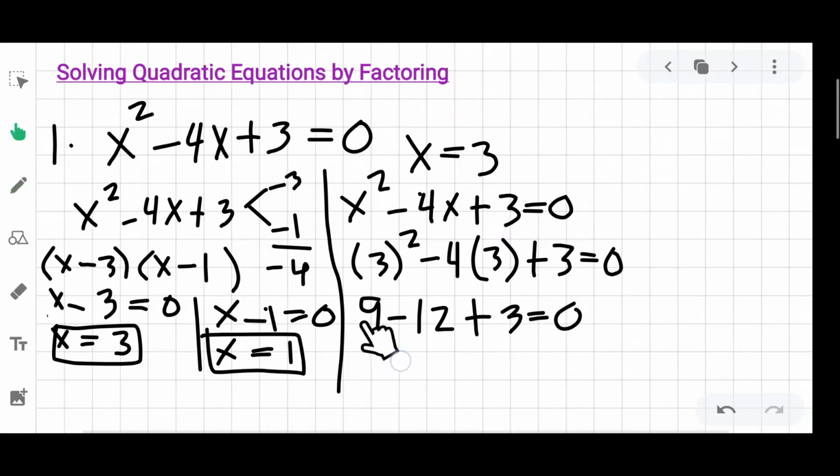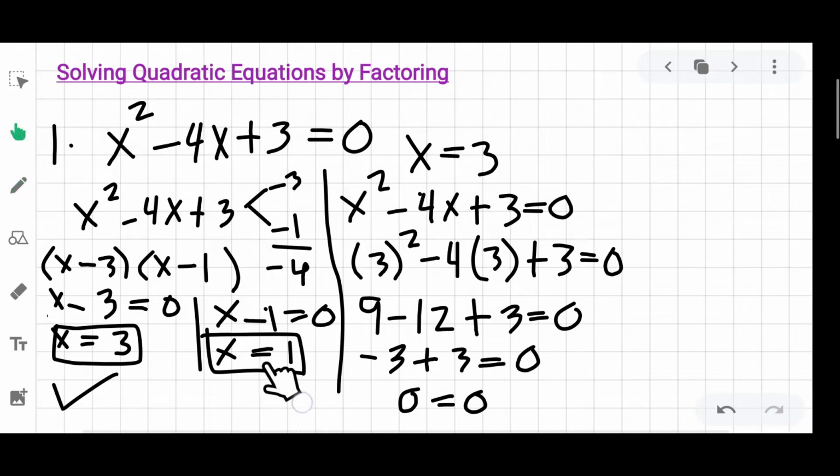Nine minus 12, since different sign, magma-minus tayo. 12 minus 9, the answer is negative 3. So, bakit negative? Copy the sign of the biggest number kapag naka-absolute. So, which is 12. So, bring down positive 3 equals 0. So, negative 3 plus 3, the answer is 0 equals 0. Therefore, tama ang ating first answer, which is x equals 3.